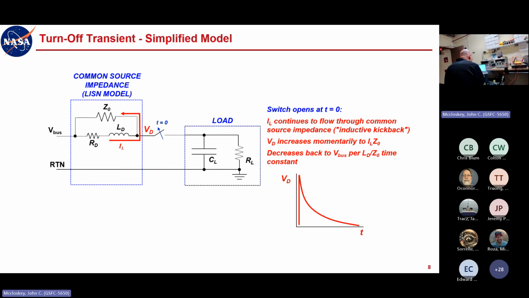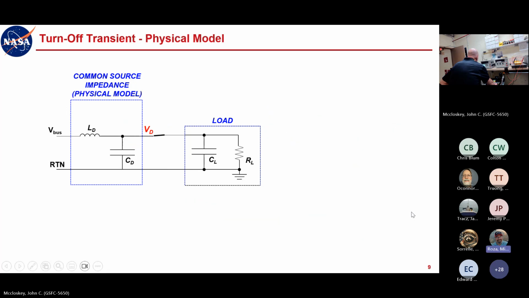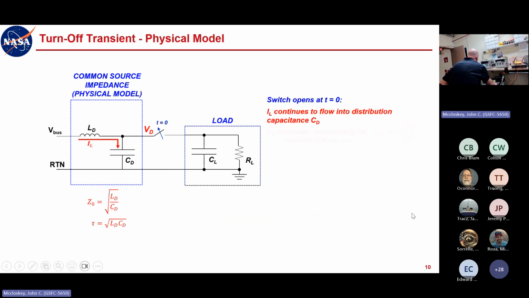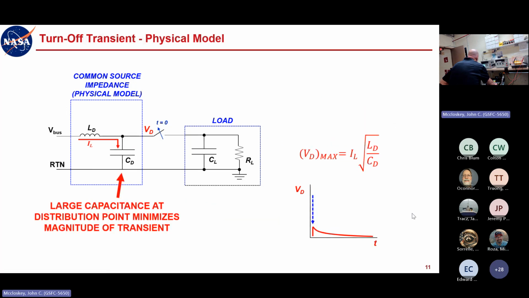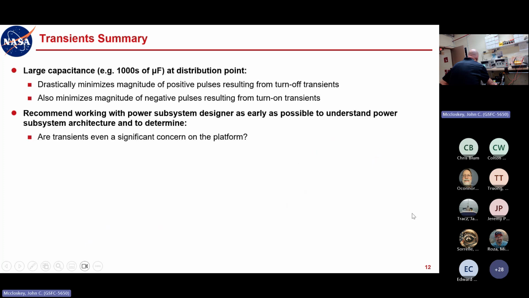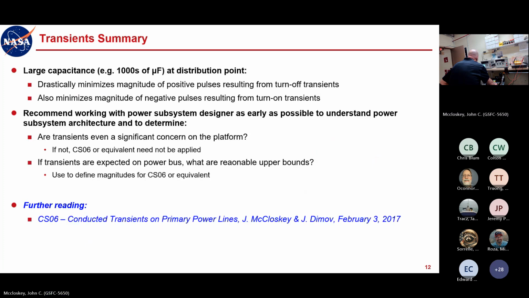Okay. And that's up to whoever's designing the power supply to do that kind of analysis for the CS06 type transient assessment. Correct. Thanks. All right, any other questions before we shift gears? This is all just the nature of transients on the power bus. Now we're going to talk about how you test for them.